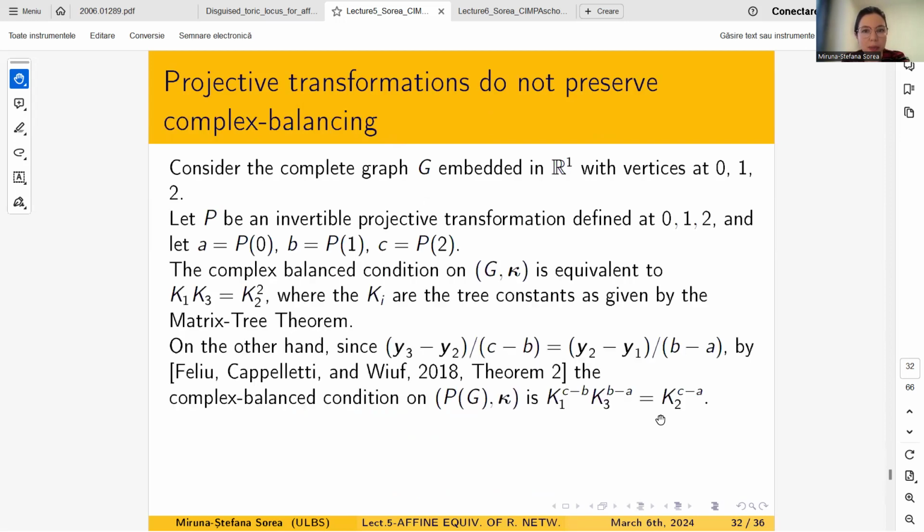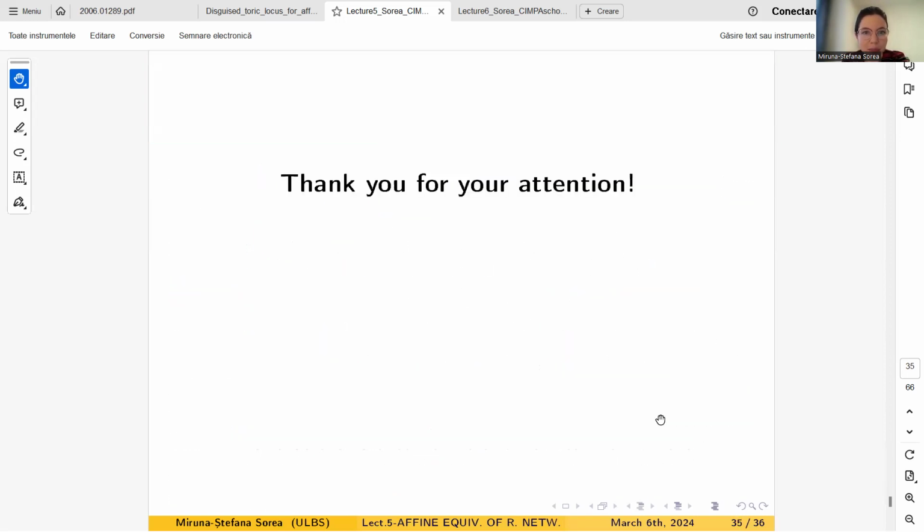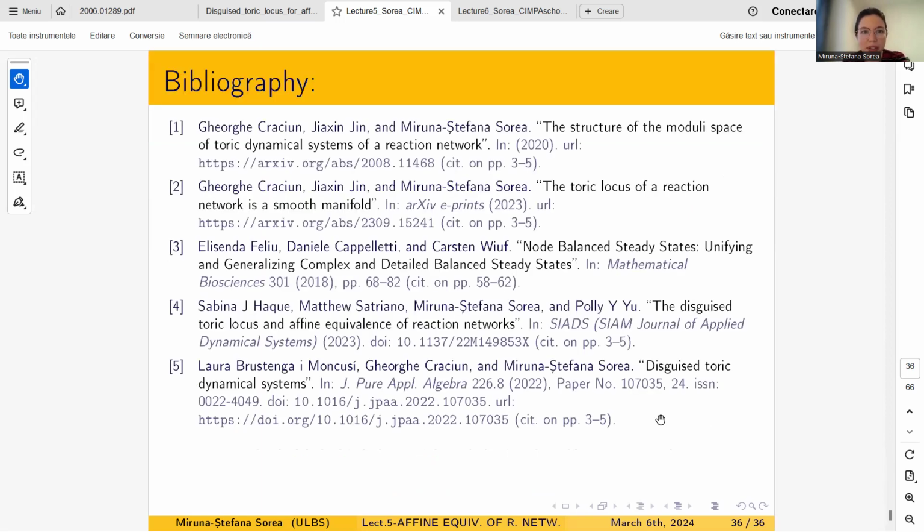So now I'm done with all the counterexamples, and I thank you for your attention. Maybe before this, I just want to say, I recall that the terminology and everything that I talked about, these toric dynamical systems, you can find in this paper together with Rustenga, Imoncuzi, and Crăciun. And all the computations we will see in the tutorial.